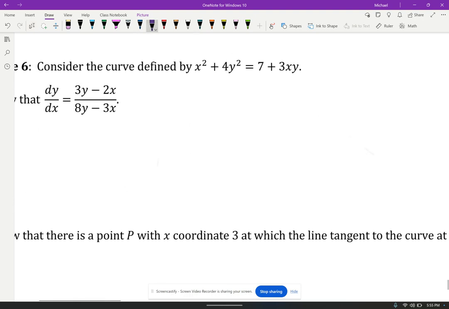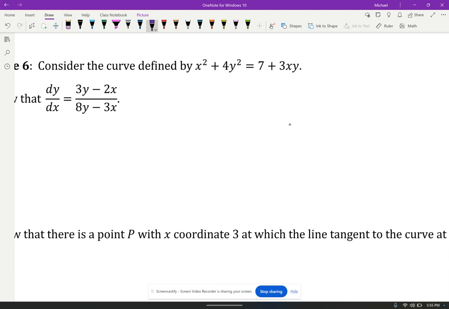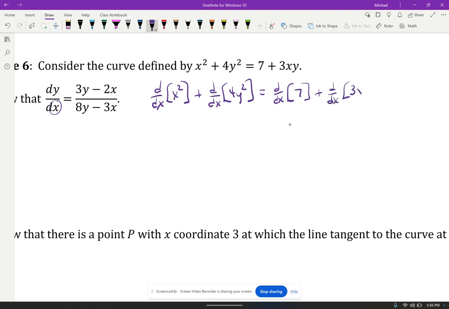Well, remember, since we're looking for dy/dx, I've got to find d/dx of the first term plus d/dx of the second term, and set it equal to the derivative of the first term on the right side, that would be a 7, plus the derivative of the second term on the right side.